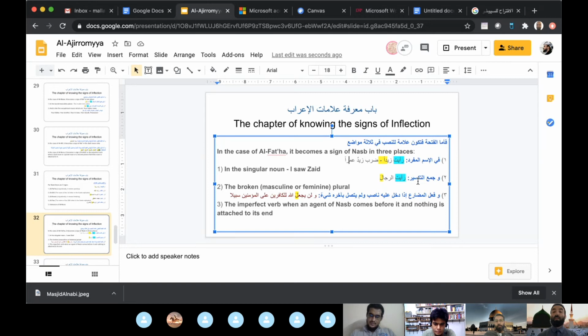The next place where a fatha becomes a sign of nasab is the broken plural. The example I have is Ra'aytu rijala, I saw the men. This is the broken plural, and we have a fatha on the last letter. This tells you that al-rijal is mansub, and because you know that, you go to the next step and say that al-rijal is the object of the sentence, and you are seeing, and al-rijal are being seen.